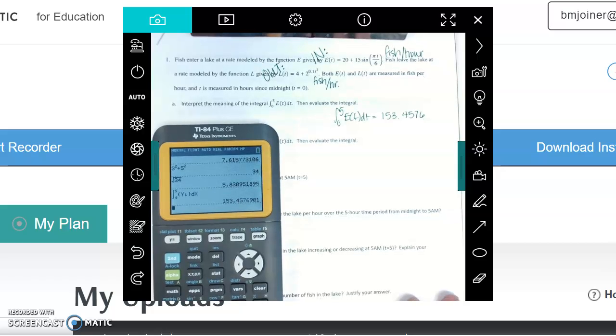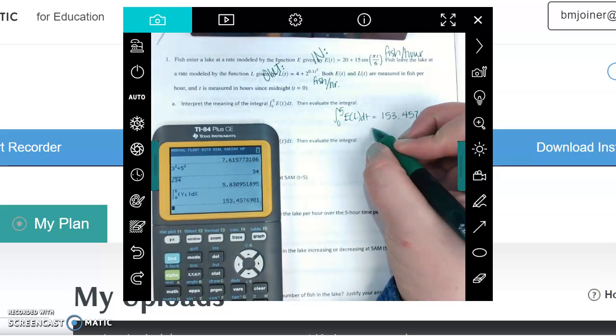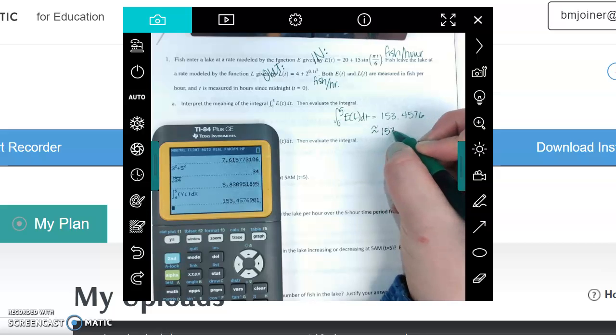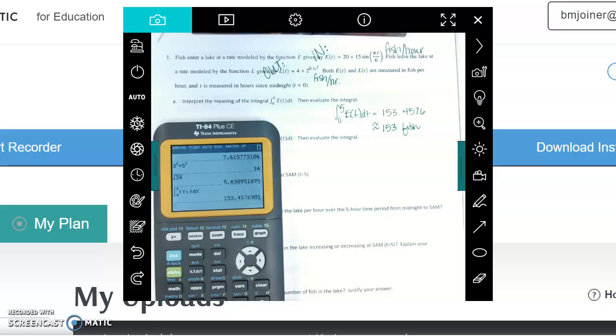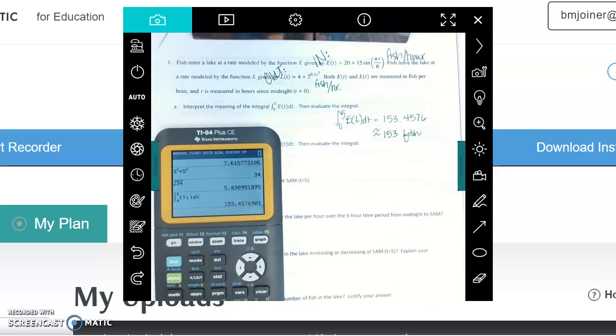Now, we're talking about fish. Can I have 0.4576 of a fish? So I'm going to round that off to 153 fish. But I would make sure that you put the exact value and then say, okay, well, that's not reasonable. I'm rounding it. Usually it'll say rounded to the nearest whole number. So 0.4 would round down.